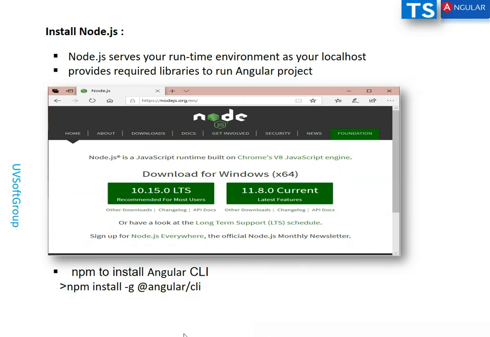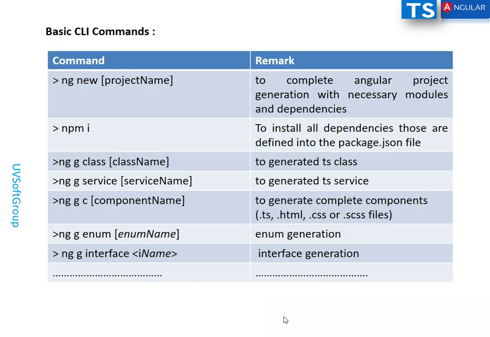When Node.js is installed, just run the command npm install -g for the Angular CLI, and you can put the at sign and the version of the Angular CLI you want to install. That's the basic CLI command. When you start projects, I will show you. This is the command to create your new project.